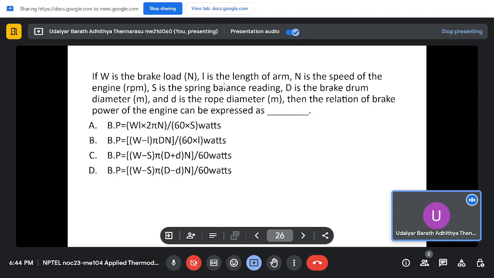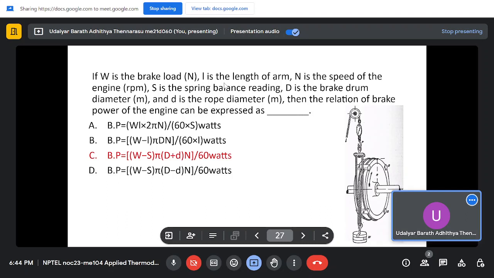This load weight is W, or the force it generates is W, and the spring balancer reading force is S, and the speed at which the engine is rotating is N, and L is the length of the arm. D is the brake drum diameter, and d is the rope diameter. So, brake drum diameter and the rope which is going around. The relation of brake power of the engine can be expressed as... the answer is option C.